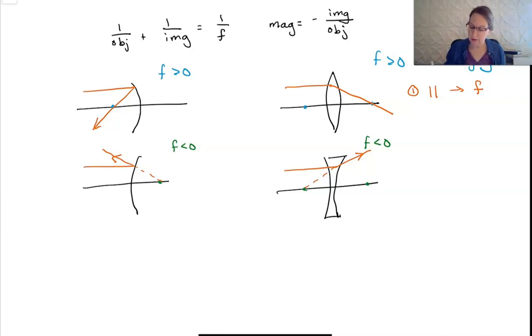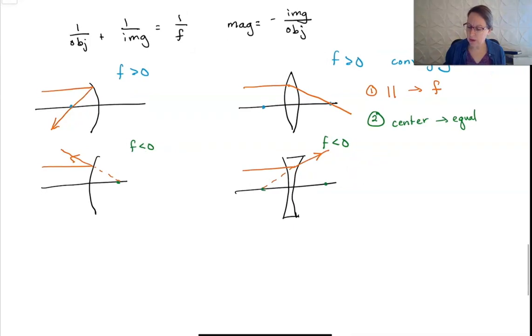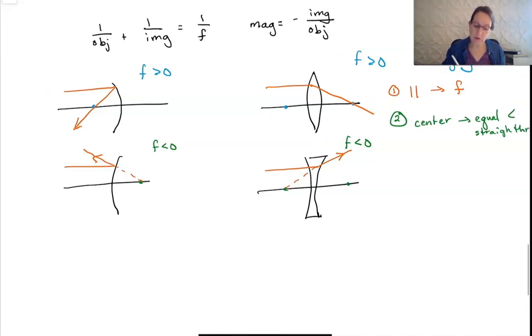Okay, so now I'm going to show you the second ray. So the second ray will be when we go to the center point, and come back at equal angle, or going straight through. Okay, so the second ray is fairly straightforward in all of these cases.